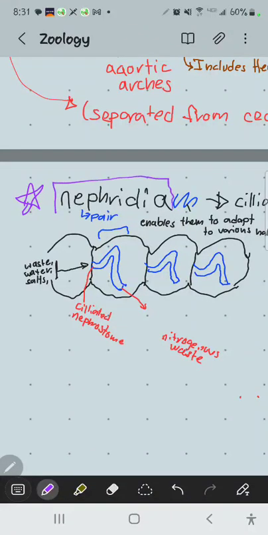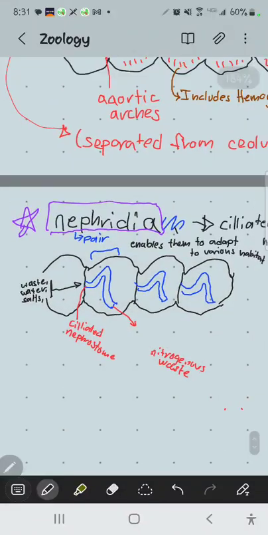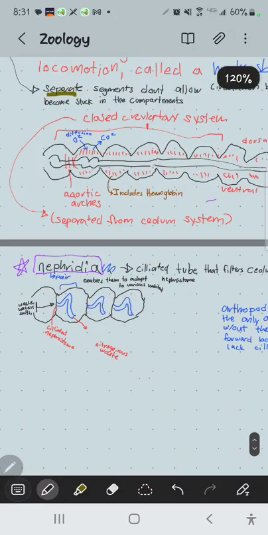Okay, so a lot going on in the annelids. There's a lot of complexity in terms of skeletal features, in terms of circulation, in terms of nitrogenous waste, digestion. So it's a big jump in advancement here. Got it? Okay. So let's go ahead and move on to the mollusks.